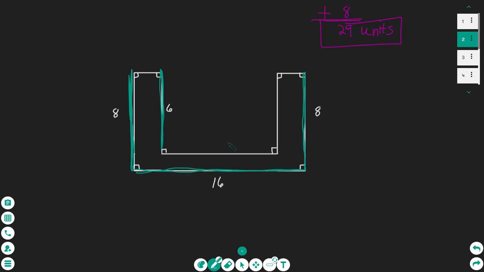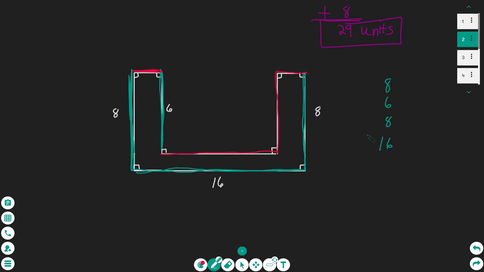But if we were to take those numbers, we have an 8, a 6, an 8, and a 16, and add those up, we would not have the perimeter. Why not? Well, because there are sides that we didn't count. We didn't count this side. We didn't count this side, or this side, or this side.